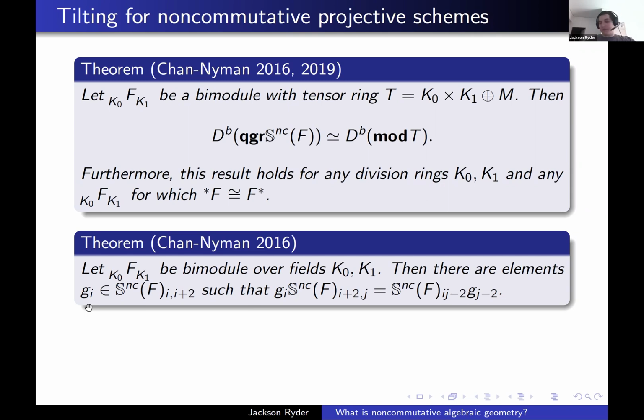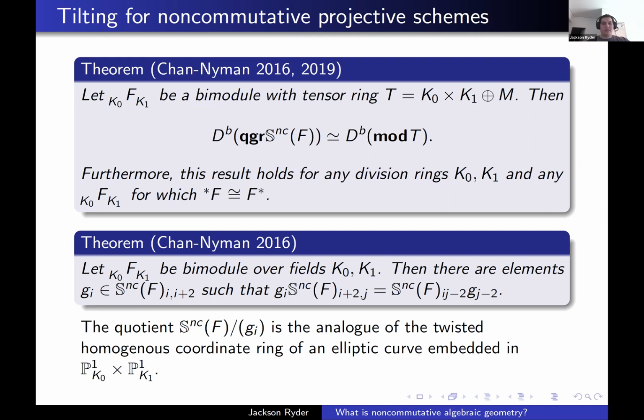Given that we're working with these indexed algebras, we can't just have one element, but we have a family of normal elements here. This is useful because this is known in the commutative case. If we quotient by the ideal generated by these normal elements, we get something which looks like a homogeneous coordinate ring on an elliptic curve. And all of this has been very well studied in the commutative case.